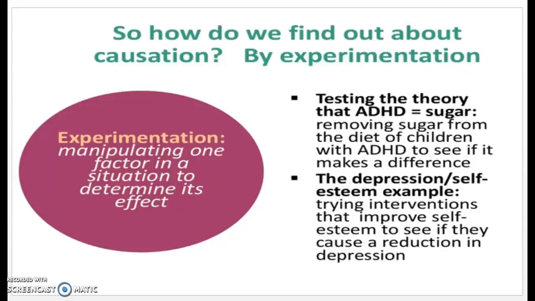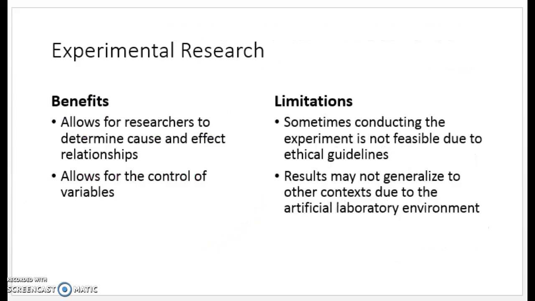As we compare experimentation to other research methods, there are some benefits to using experimentation, but there are some drawbacks as well. As you can see on your screen, the benefits are that this does allow us to establish cause and effect relationships. It is the only research method that psychologists have that allows them to actually establish cause and effect relationships, and it allows us to control various variables.